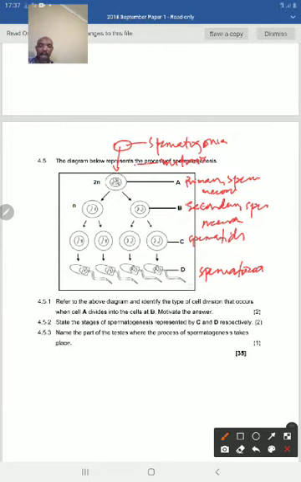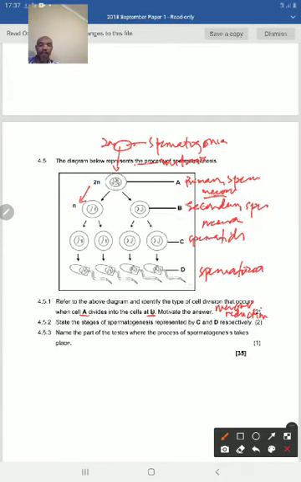Refer to the above diagram and identify the type of cell division that occurs when A divides into cell B. Definitely it's meiosis. Why? Because there's a reduction of genetic material from 2N to N. We can't say this is spermatogonia, because spermatogonia is mitosis, it's 2N.